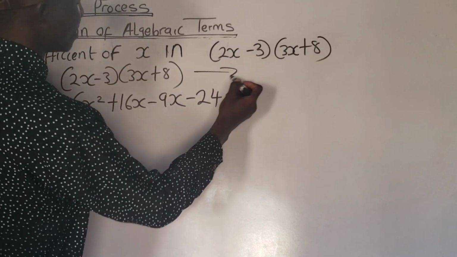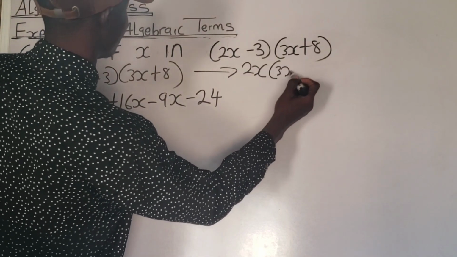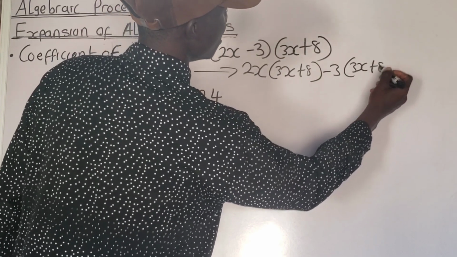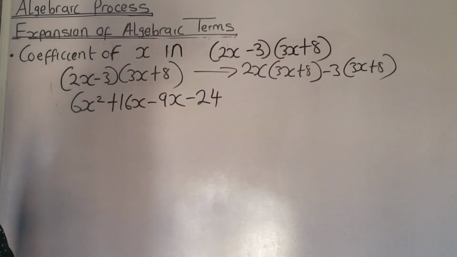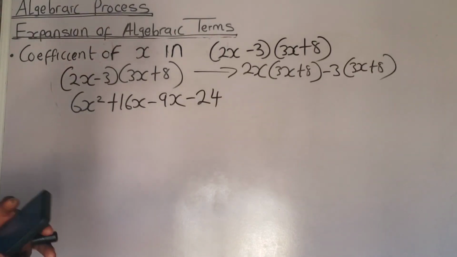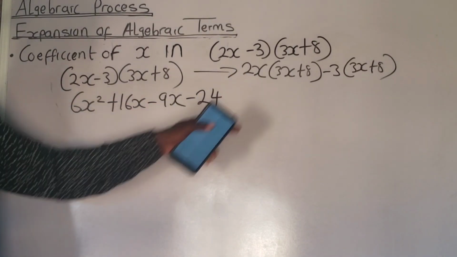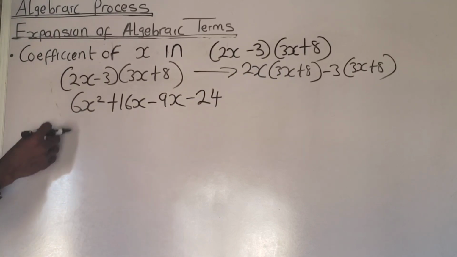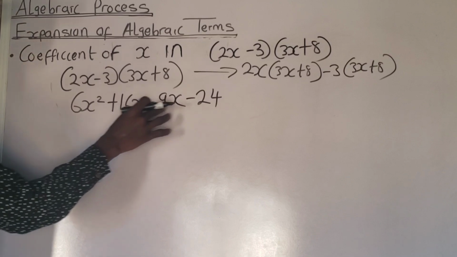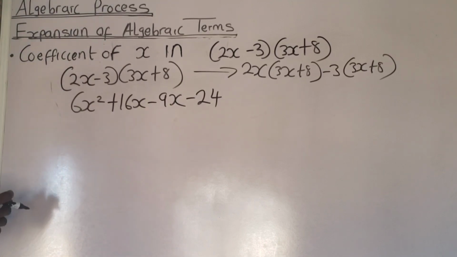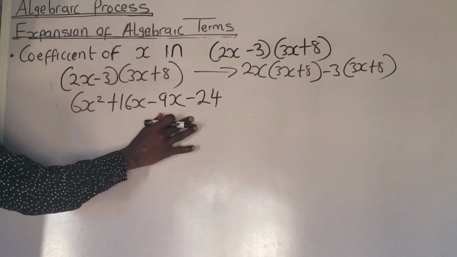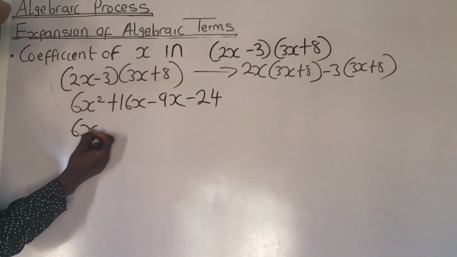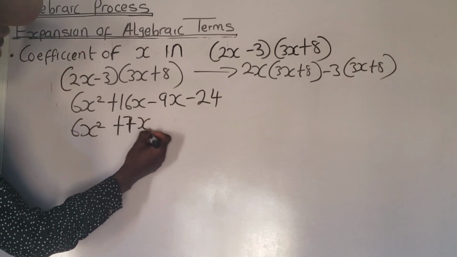You see, I just skipped a process. The process that I skipped is this: 2x into bracket 3x plus 8 and negative 3 into bracket 3x plus 8, because I am very sure that if you are part of the first, second, third and fourth class on this topic, you should be able to solve this. That's why I skipped this process. So by the time you take the product of this, you are going to arrive at this. Okay, let's proceed. For this, I have 6x squared, positive 16x, negative 9x and minus 24. Now positive 16x and negative 9x is positive 7x. So I'm going to have 6x squared plus 7x minus 24.